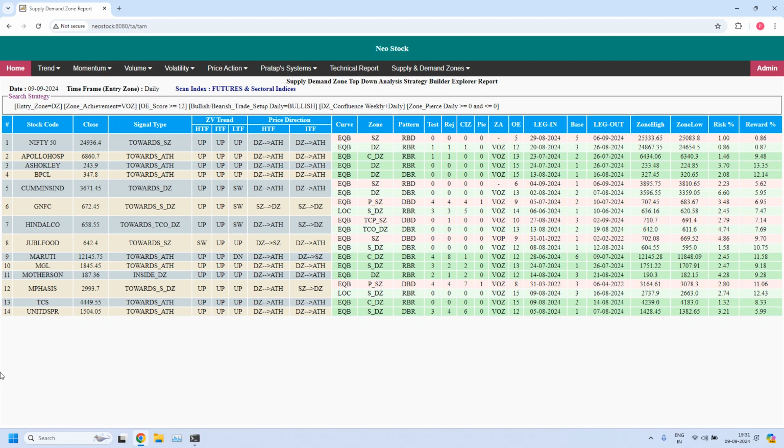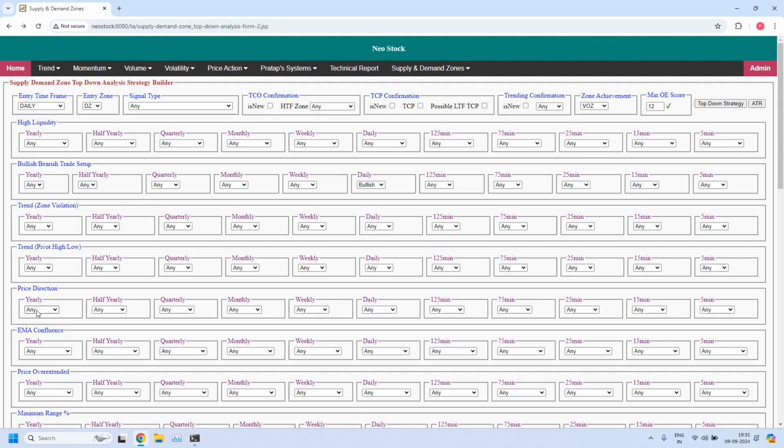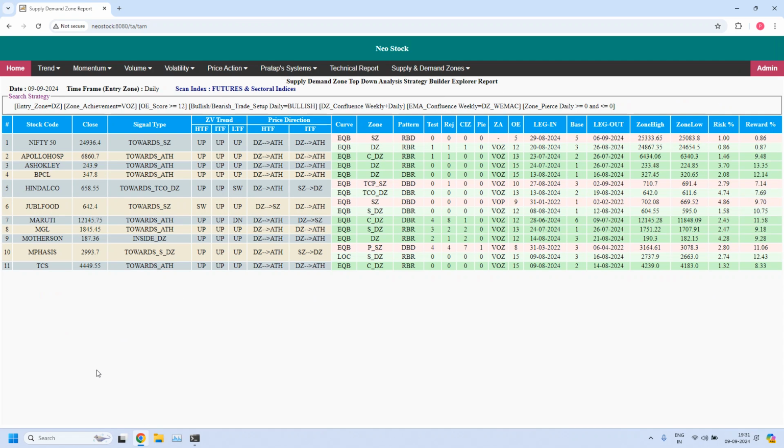Let us add further more probability by including even EMA confluence, because the daily zone is part of weekly. So weekly zone is having weekly EMA confluence. That is again high probability trade setup. So in the EMA confluence, weekly time frame, looking for weekly demand zone with weekly EMA confluence. I have added this filter. Now total 11 stocks are filtered.